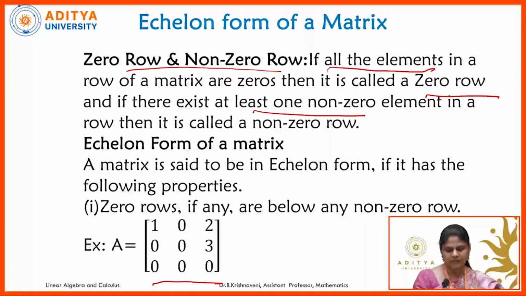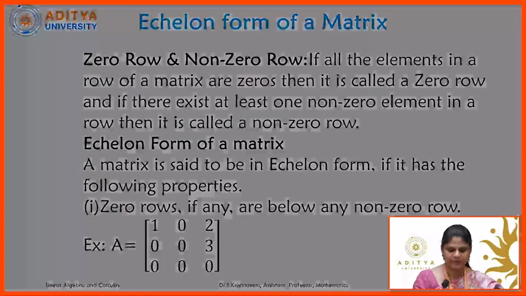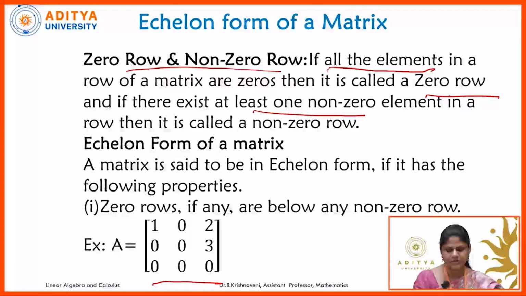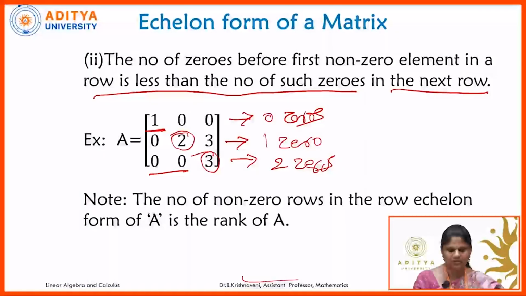Once the matrix satisfies these properties, we call that matrix to be in echelon form. The first property is that any zero rows must be below the non-zero rows. The second is that the number of zeros before the first non-zero element in a row is less than the number of such zeros in the next row. If these conditions are satisfied, then we say that the matrix is in echelon form.